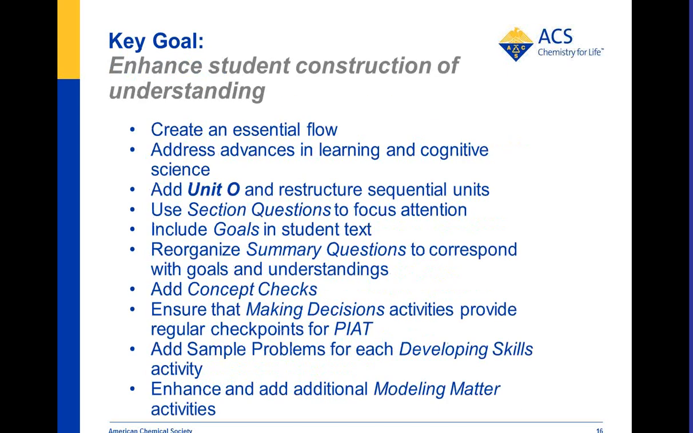The last key goal that we'll take a look at is to enhance the student's construction of understanding. We know that adolescent learners learn in certain ways, and there are certain processes that work well for them. So the 6th edition has been created to create a flow that allows this learning to build upon itself. We've taken a look at what we now know in the last 10, 15 years that we didn't know previously about learning theory and cognitive science. There's so much research that's out there, and we tried to incorporate as much as we could in here. Again, we've added Unit 0, and we've restructured those units so that we believe that it's a better fit.